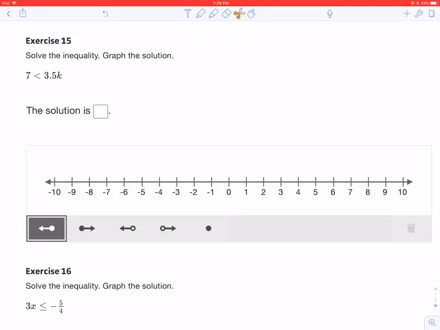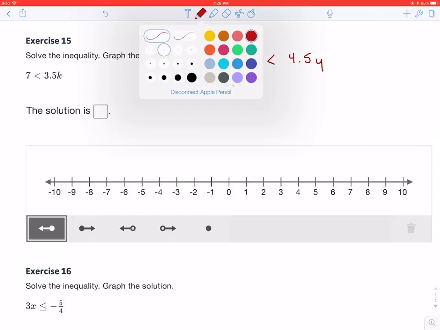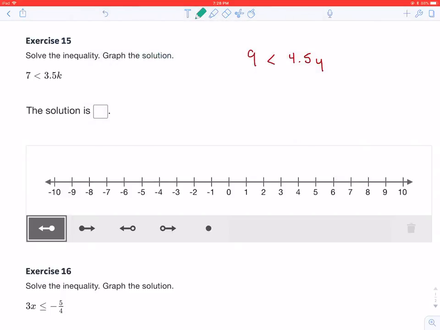Okay, exercise 15. We have that 7 is less than 3 5/10 k. Let's do my own example. I'm going to do 9 is less than 4 5/10 y. The number that's attached to the y, the one that we're trying to get rid of, is 4 5/10. If we have 4 5/10 on the top, we need to get a 4 5/10 on the bottom. It was originally a multiplication problem, so I'm going to divide in order to get a 4 5/10 on the bottom.